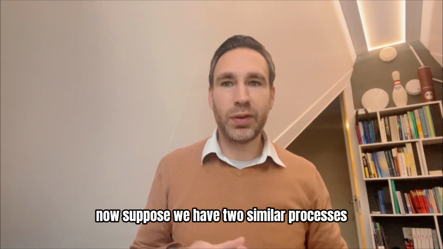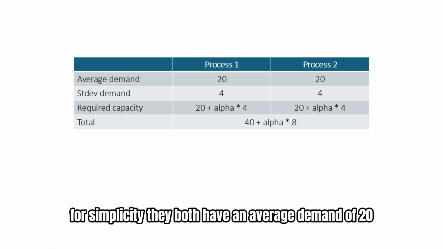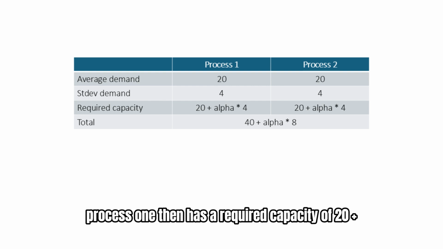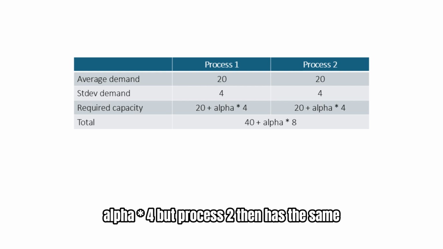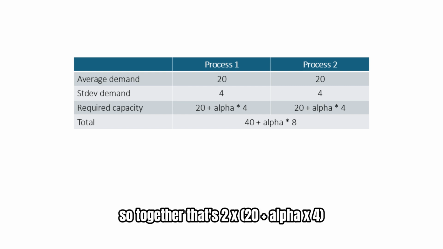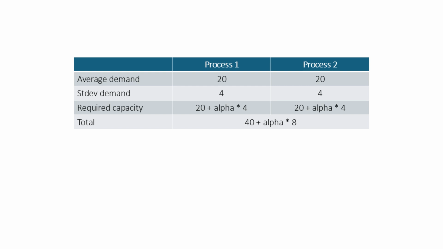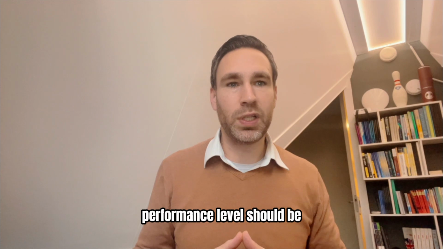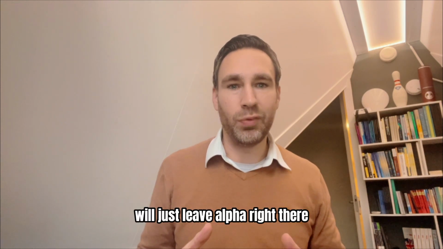Now suppose we have two similar processes. For simplicity, they both have an average demand of 20 and a standard deviation of 4. Process 1 then has a required capacity of 20 plus alpha times 4, but process 2 then has the same. So together that's 2 times 20 plus alpha times 4, which is 40 plus alpha times 8. Since we haven't yet specified how large the desired performance level should be, we'll just leave alpha right there.